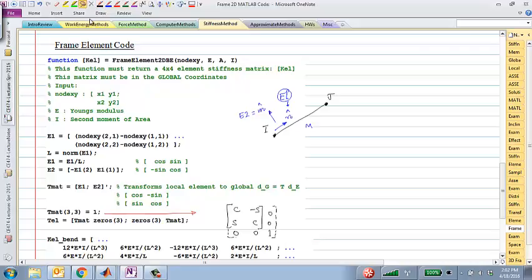So this matrix now becomes the transformation matrix for each node. You take T element, which is Tmat, zeros of 3, zeros of 3, and Tmat. That's the transformation matrix for the entire element. That's a 6 cross 6.